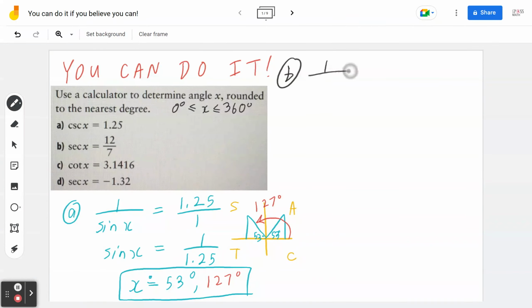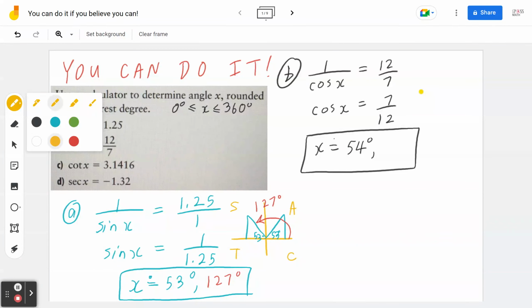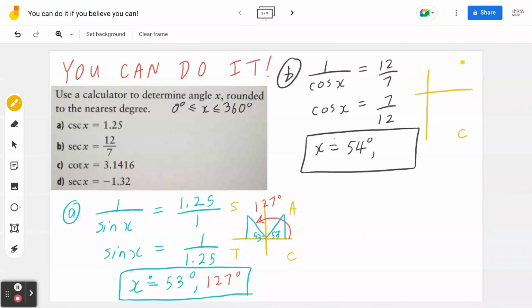Part B, secant x equals 12 divided by 7. Again, secant x is the same as saying 1 divided by cosine x, which equals 12 divided by 7, or cosine x is going to be 7 divided by 12. Again, just like the first part, we're expecting two different answers. If you grab a calculator, you take the inverse cosine of 7 divided by 12, that's going to be 54 degrees. If you go back to a diagram, again, be mindful, CAST.